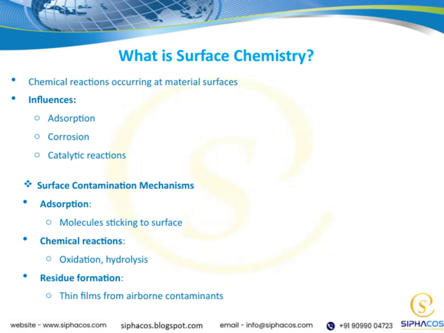So, what exactly is surface chemistry? It refers to the chemical reactions that happen right at the material's surface. These reactions influence a lot of critical processes, including adsorption, which we just discussed, as well as corrosion, where materials degrade, and catalytic reactions, which are essential in many industrial applications. Understanding these mechanisms helps us better control surface behavior and improve material performance in various environments.